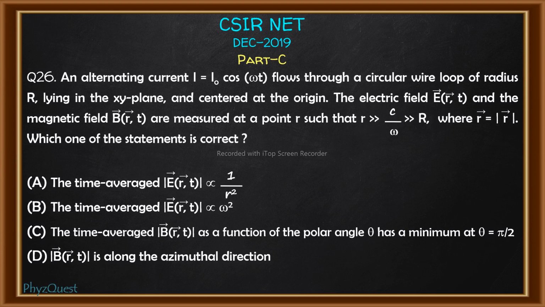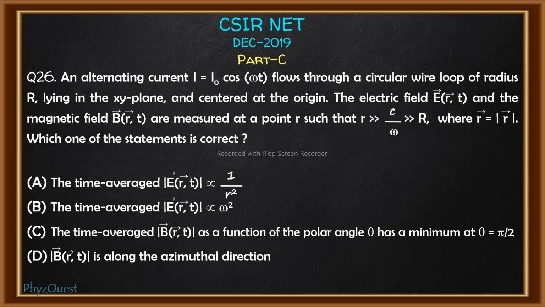The question is, an alternating current I equal to I naught cos omega t flows through a circular wire loop of radius capital R lying in the xy plane and centered at the origin. The electric field E and the magnetic field B are measured at a point r, where the distance r is much higher than c by omega, which is much higher than the radius capital R. So there are 4 statements given and we need to choose the correct statement.